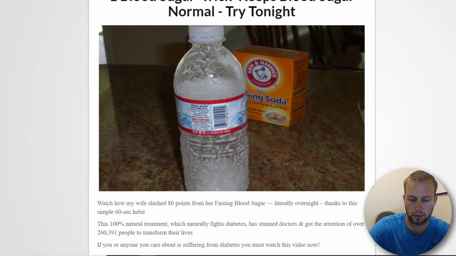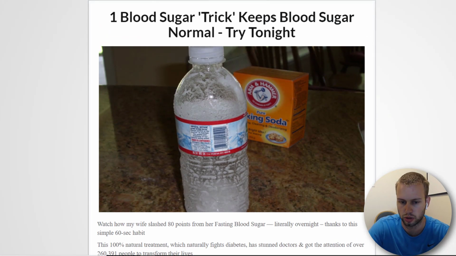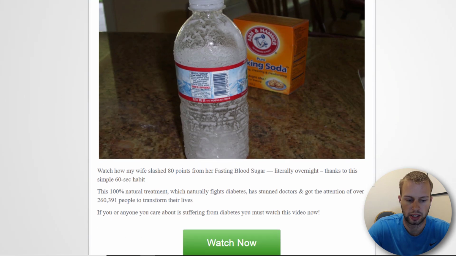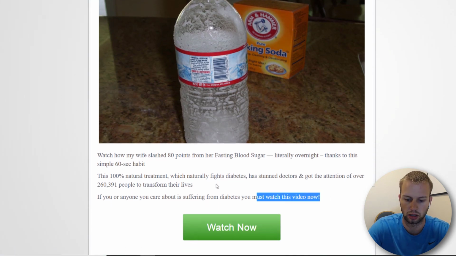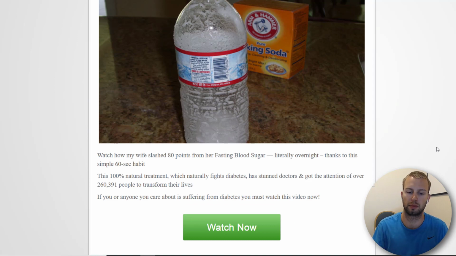So this is a diabetes offer. One blood sugar trick keeps blood sugar normal, try tonight. And then they have the image and then a little bit of a description and then a call to action. So this is one of those basic landing pages that work really good, especially for native. But you can implement this trick with any campaign, any website, anything you possibly want to sell. If you're selling a product or a service, you can use this.